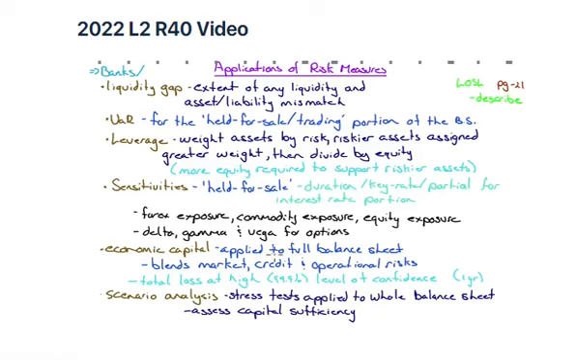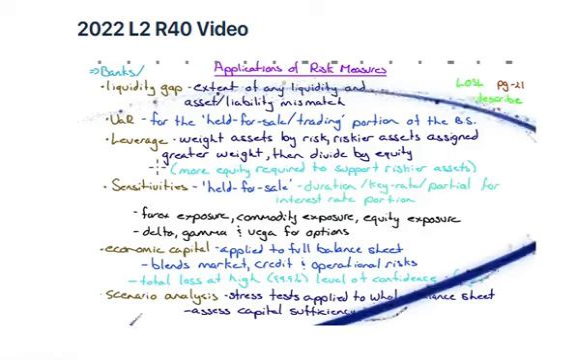Economic capital: this is applied to the full balance sheet. It blends market, credit, and operational risks. Total loss at a high level of confidence over a 1-year period, let's say like 99.9%. Scenario analysis: stress tests applied to the whole balance sheet. Assess capital sufficiency. So you see banks have quite a few measures that they go through.